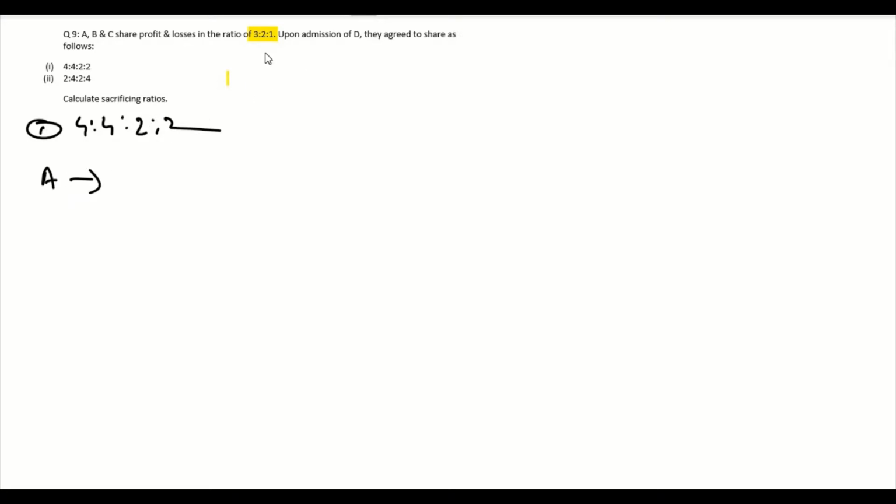We need to take the original profit sharing ratio minus the new profit sharing ratio. The original one is 3 plus 2 plus 1, which is 6. So 3/6 is his original share minus his new share. 4 plus 4 is 8, 8 plus 2 is 10, 10 plus 2 is 12. So minus 4/12. That is equal to 6 minus 4 over 12, which is equal to 2/12. So his sacrificing ratio is 2/12.